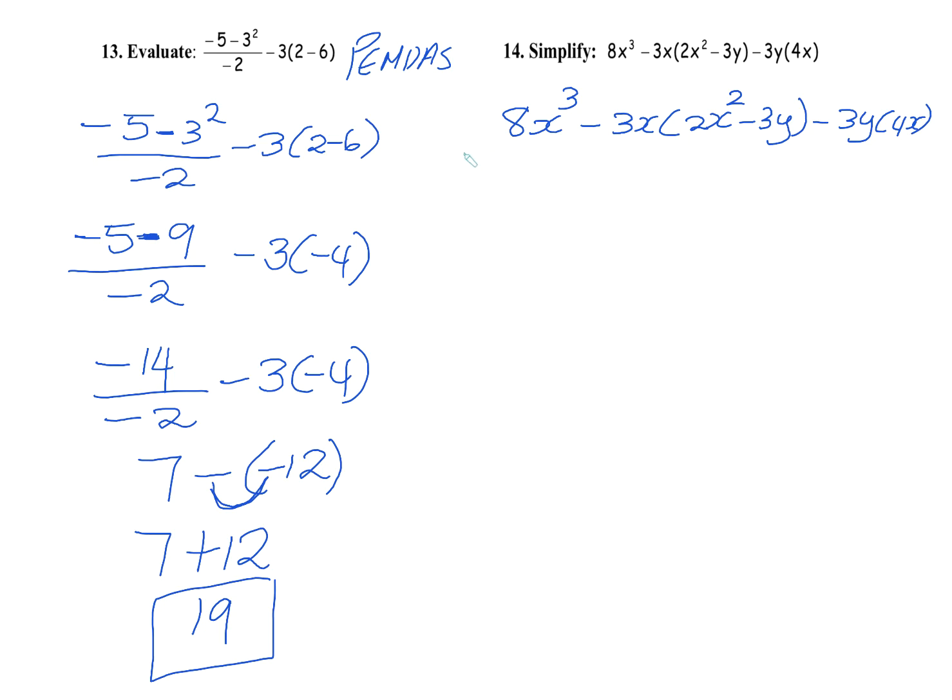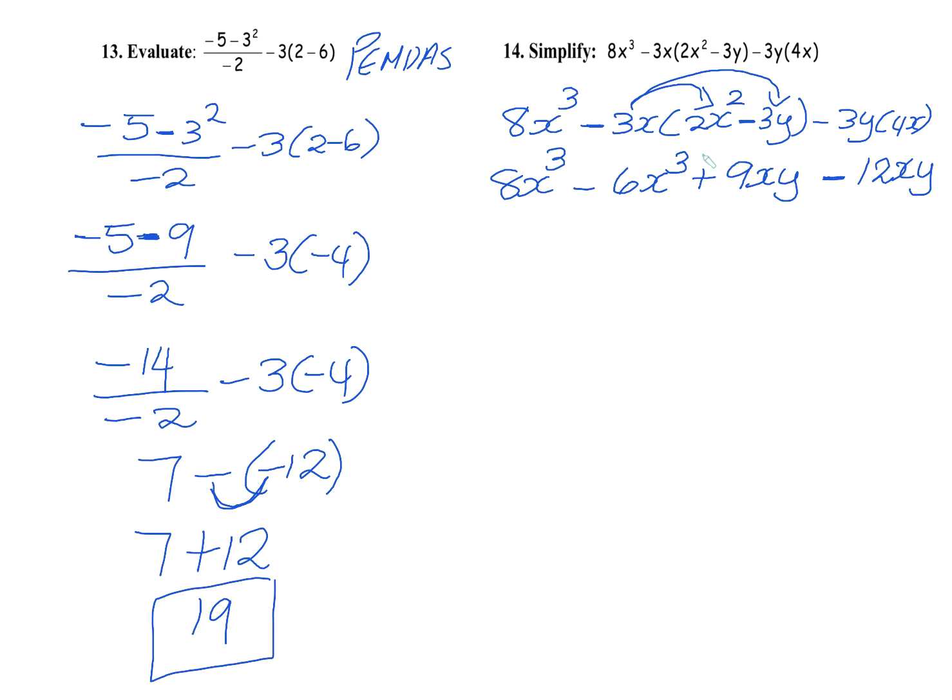Now remember, when you are distributing, the variable that's in front of the parentheses is what you distribute. So I'm going to keep my 8x to the third here. Negative 3x times 2x squared would give me negative 6x to the third. And notice I'm taking my sign: negative 3x times this negative 3y is going to give me a positive 9xy. Minus, now I have 3y times 4x, that would give me a 12, but for your variables, always write them in alphabetical order, so that would be 12xy.